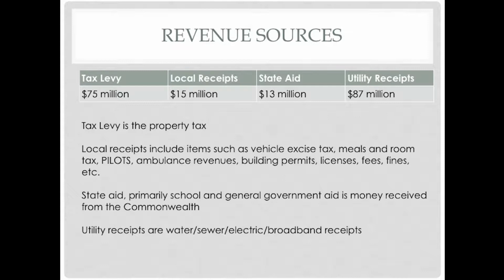We get about $15 million in local receipts, which includes excise tax, the meals tax, the hotels tax, building permits, fees, fines, copy fines, things like that. Ambulance revenue is about $1.3 million a year we get from billing out for ambulance service. And then this tax levy here, that's the property tax levy. That's what Prop 2.5 is based on, and we'll talk about that in a little bit.